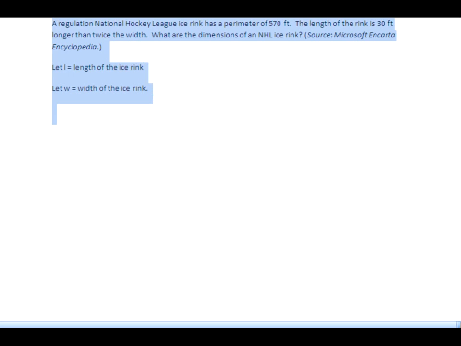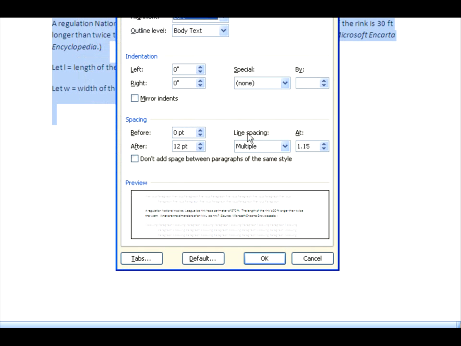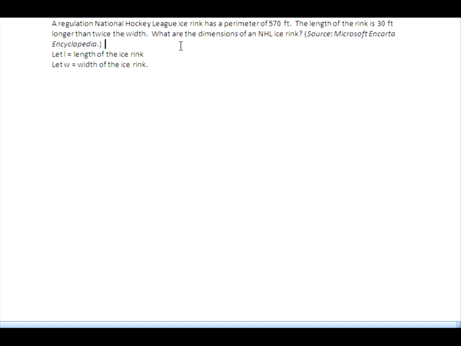Now, let me just take a minute here to format single spacing and turn off this spacing afterwards. Okay, because we got a lot of information we're going to put on this screen.